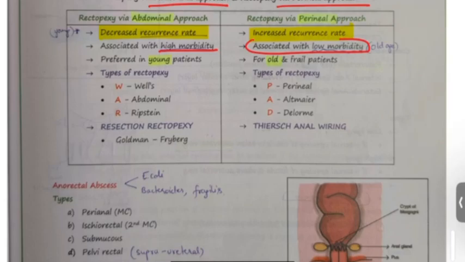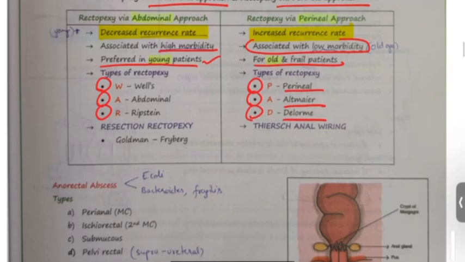Okay, abdominal approach is preferred in young patients. Recurrence should not happen, they have a long life ahead, and if it recurs they can't undergo surgery again and again. So for that reason this abdominal approach is preferred in young patients, whereas in old patients and frail patients we can go for perineal approach. So what are the types of rectopexy? That is Wells rectopexy or abdominal rectopexy or Ripstein rectopexy. In perineal approach, there can be Delorme or Altemeier.